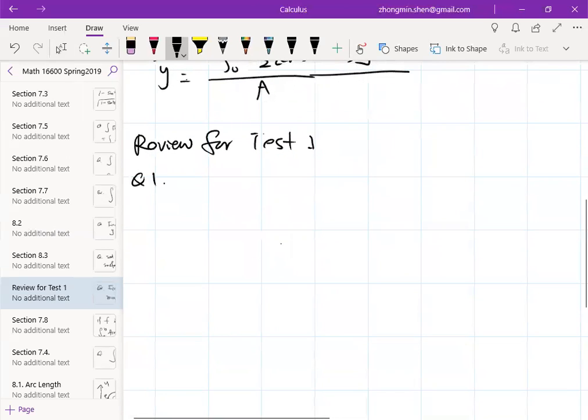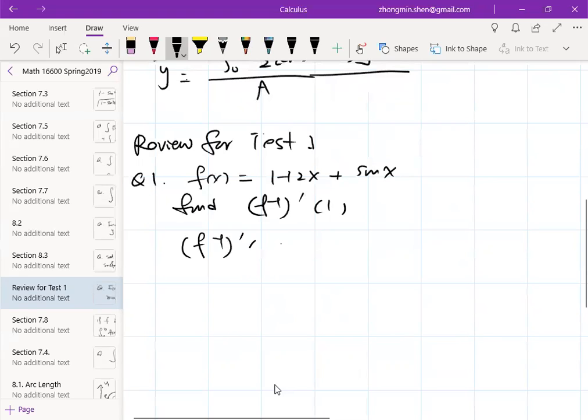The first problem I want to discuss: you are given the function f(x) = 1 + 2x + sine x. I want you to find the derivative of the inverse function at 1. How do you solve the problem? Step 1, write down the formula you are going to use. You are not able to find the inverse function.